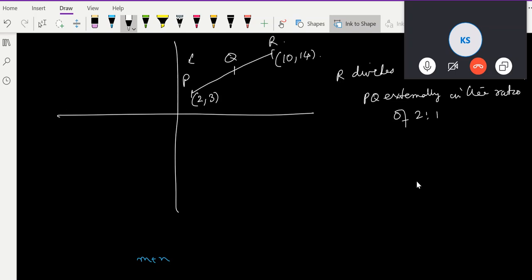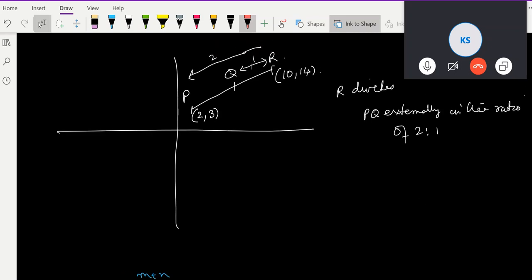That means PR is 2 and QR is 1. So we have to find the coordinates of Q. How will we do it? We are going to make similar triangles once again. Same logic. Now we can do it without the triangles also. We will try and do it using the logic.